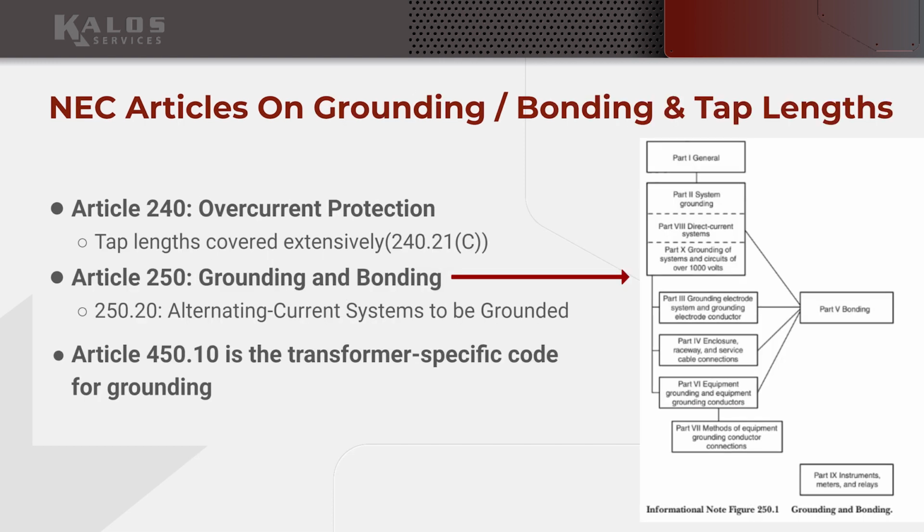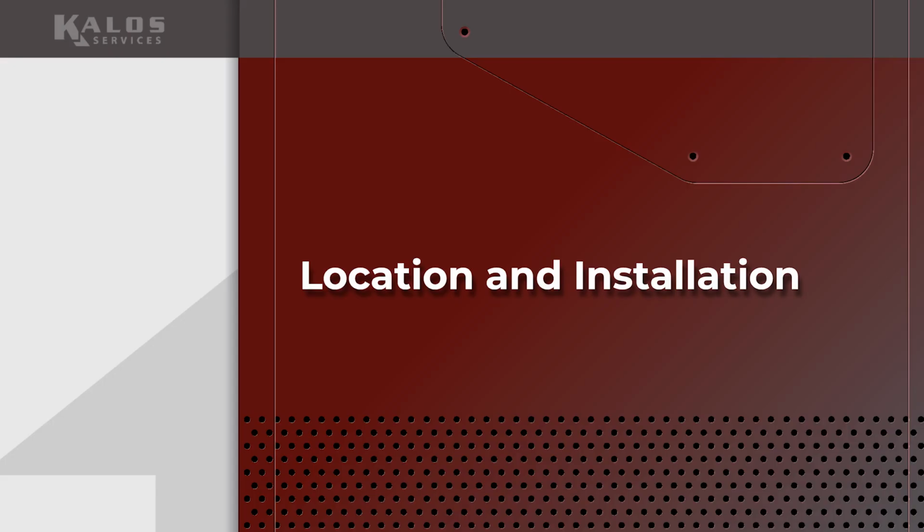NEC articles on grounding and bonding are covered. So we have Article 250, as I mentioned, covers grounding and bonding, and it's broken into multiple parts. Article 240 covers overcurrent protection, and as mentioned already, 450 covers transformers. So this isn't really a code class, just wanted to give you guys some reference that this is where we're going to be pulling some of the rules from, is from the National Electrical Code.